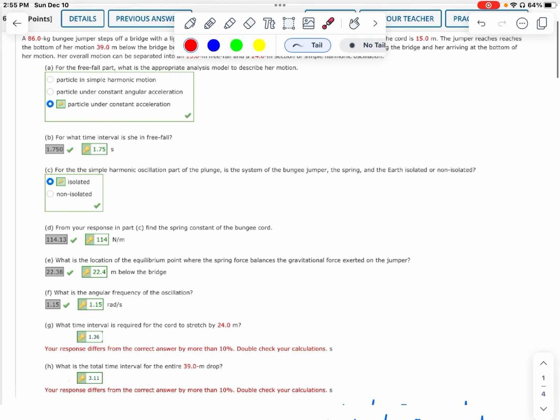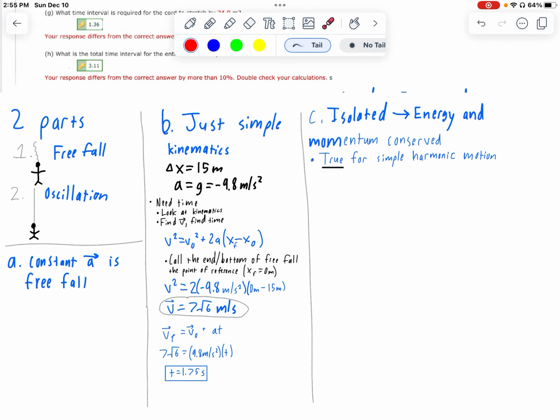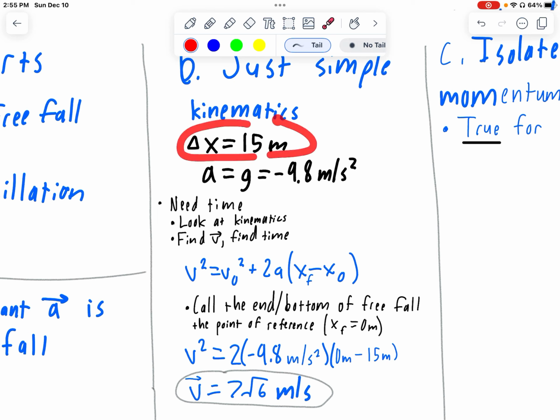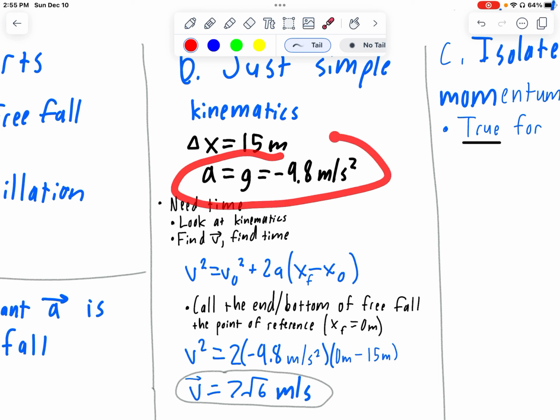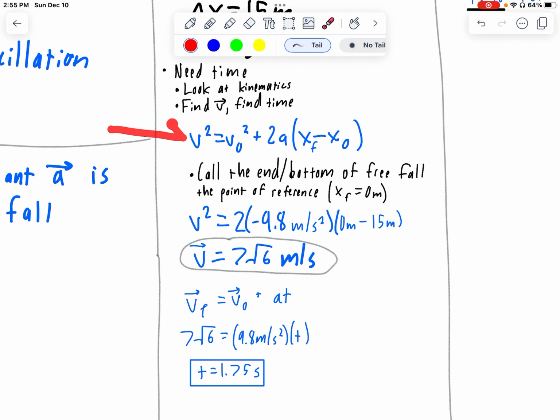And then part B asks us, well, what is the time interval she was in free fall? Again, simple kinematics from last year. We know that the displacement during free fall is 15 meters. We know that the acceleration due to gravity is negative 9.8 meters per second squared. So we need to find time, and we are only left with position and acceleration. So first we're going to find velocity in this equation, and then we'll be able to find time using the velocity.